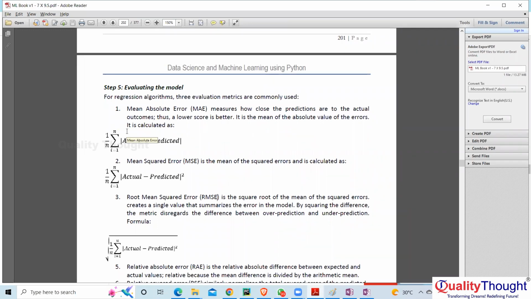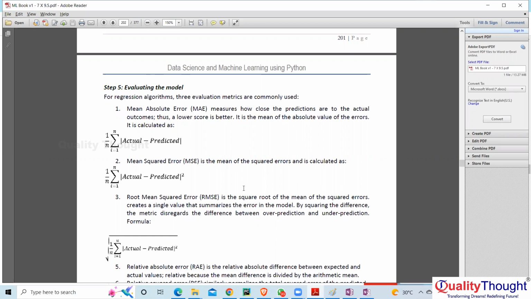Mean absolute error, sir. Correct. So how do you calculate? As shown here, we first find the difference between the actual value and the predicted value. Then sum up all those values and find the absolute value. So you go from right to left: find the absolute difference, then find the mean. So it is the mean of absolute differences.